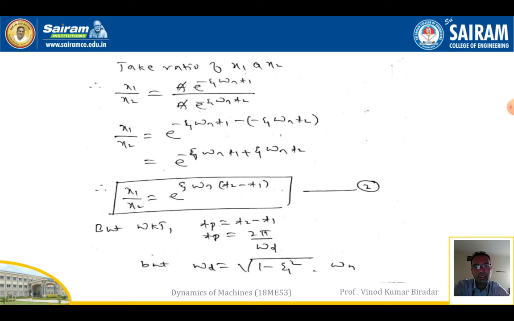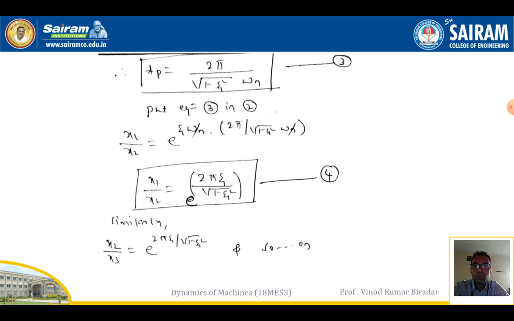But we know that t2 minus t1 is the time period, denoted by Tp. Tp is equal to t2 minus t1, and the time period is equal to 2 pi by omega d. Omega d we also know is square root of 1 minus zeta square into omega n. Now substituting this value in equation number 4, you are going to get Tp is equal to 2 pi by square root of 1 minus zeta square into omega n.